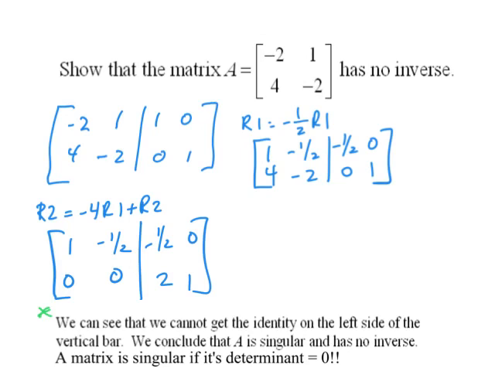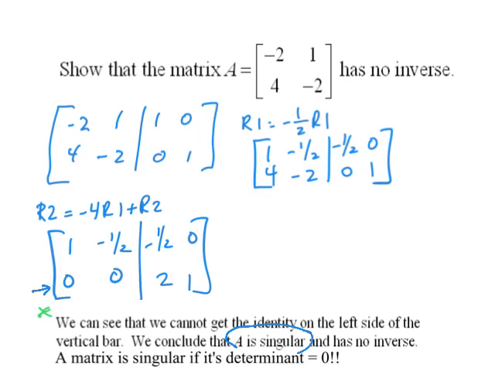Okay, take a look. I start going through the row operations to get the identity on the left, and I end up with this column right here with a 0, 0. There's no way I can all of a sudden make that a 1. So I am done, and I can conclude that matrix A here is singular, which means it has no inverse.